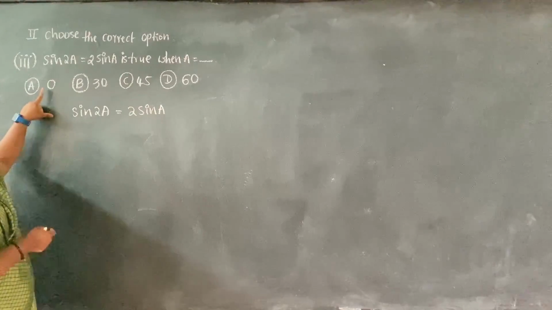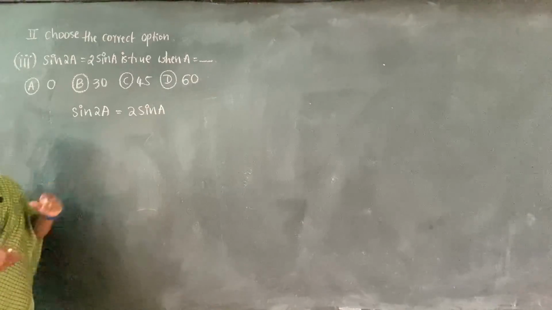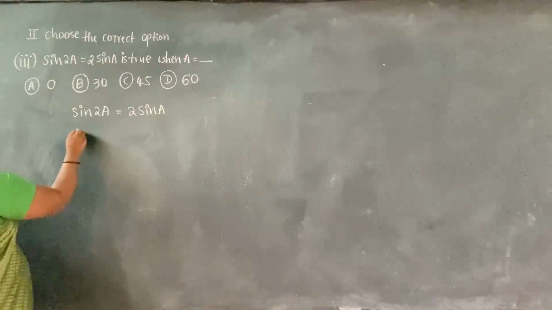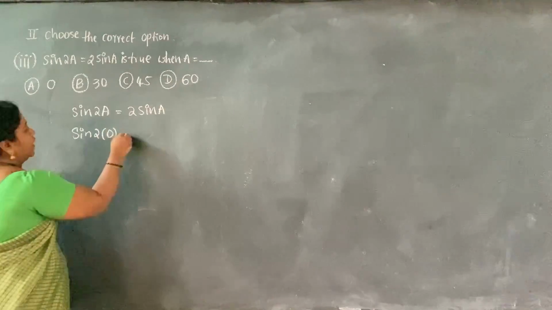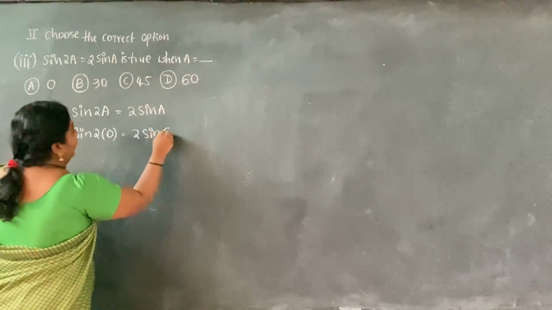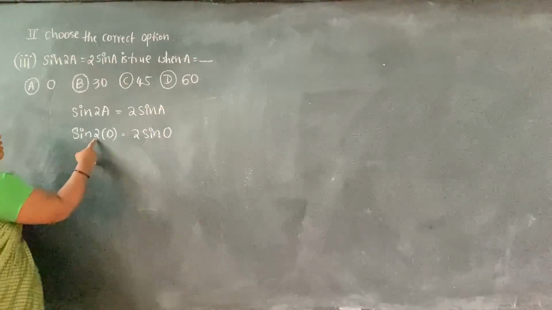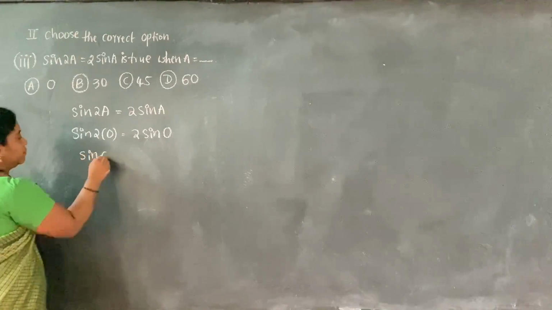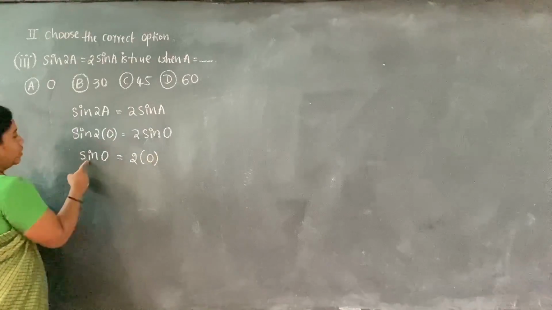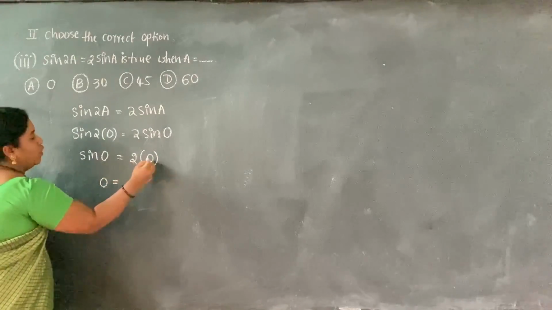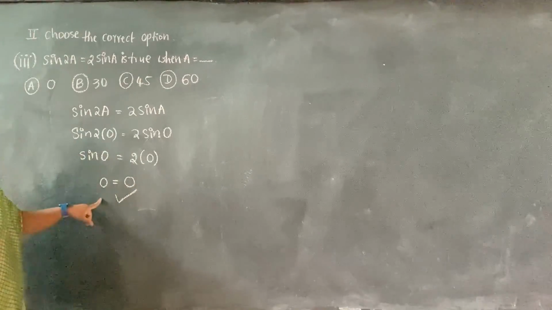First we'll take the value 0 and substitute. We'll check whether LHS is equal to RHS or not. Look at the board here. Sin 2 into A, with A as 0, is equal to 2 into sin A. You know that sin 0 value is 0. Sin 2 into 0, which is nothing but sin 0, and 2 into sin 0. Sin 0 is also 0, and 2 into 0 is also 0. Now this holds good when A is equal to 0.